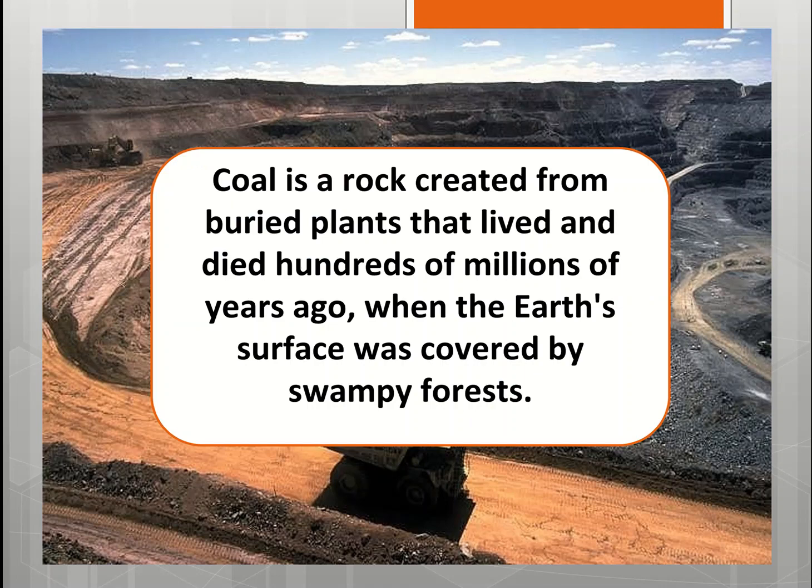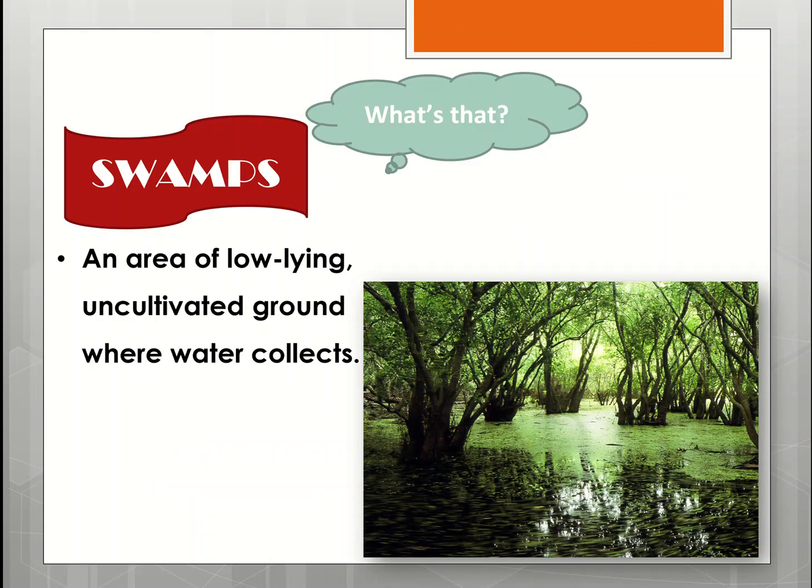So coal is a rock created from buried plants that lived and died hundreds of millions of years ago when the Earth's surface was covered by swampy forest. What is swampy? Swampy means an area of low-lying uncultivated ground where water gets collected. It means that huge vegetation, huge plants were present in low-lying areas on the surface of Earth that got buried and gradually it got converted into coal.